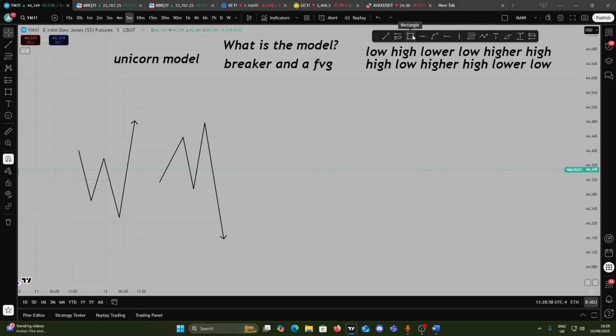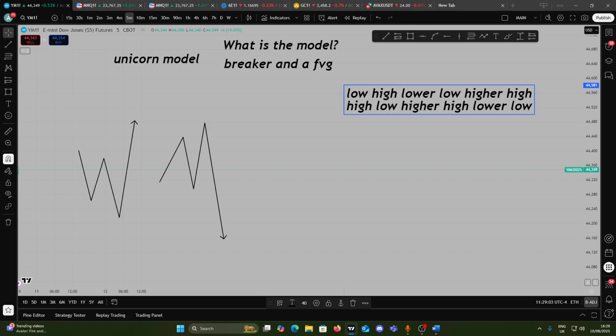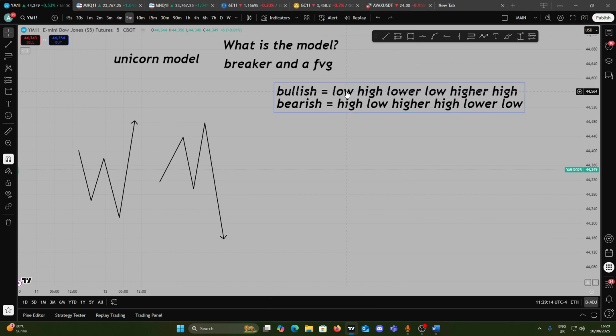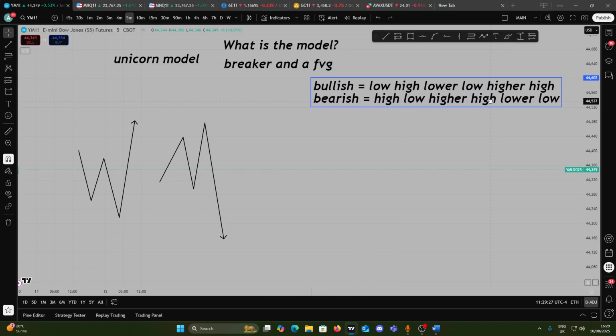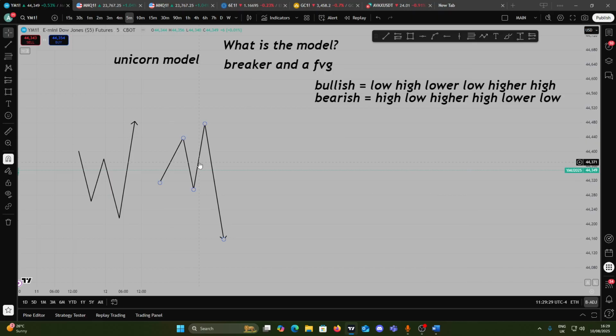So, what is the breaker? A breaker is this. For a bullish example, it's this, right? And for a bearish example, it's this. Okay? It's a low, then a high, a low, and then a high. So swing low, then a swing high, followed by a swing low, and then a high. Same here. Let me show you these crude examples. Might not be the best.